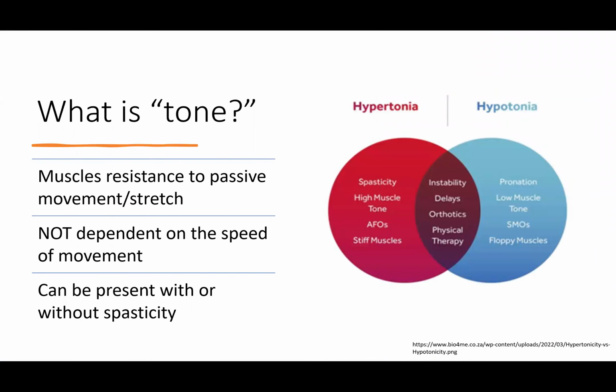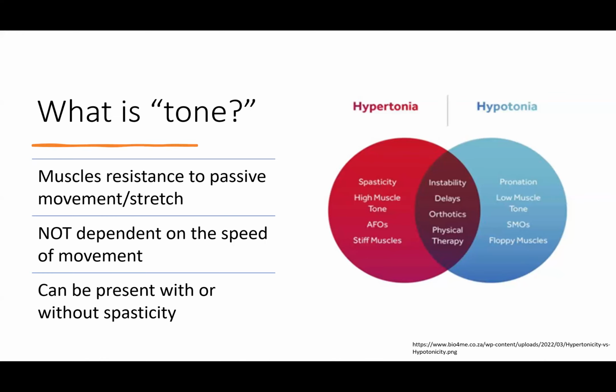So to first start out, we're going to talk about what is tone. Tone is essentially our muscles' resistance to passive movement and stretch. We all have a level of tone, whether that be what's considered a normal or abnormal level. It's important to understand that this is different than spasticity. Tone is kind of like a standalone umbrella term, and we will get into the differences between what is just tone versus spasticity. But it's important to understand that abnormal tone can be present with or without spasticity.